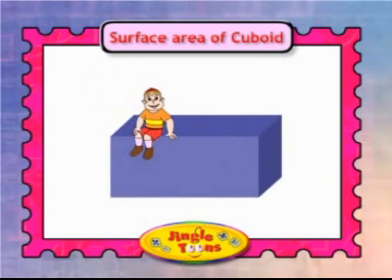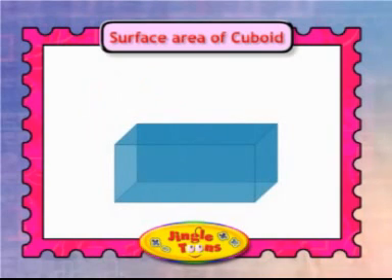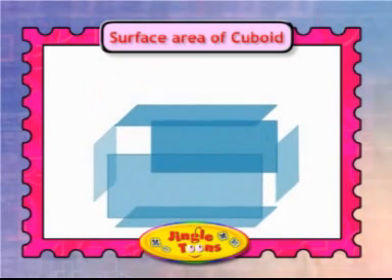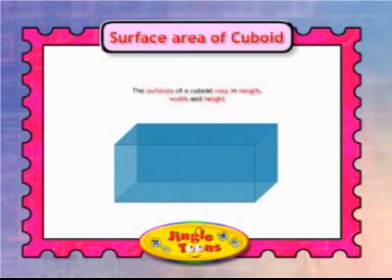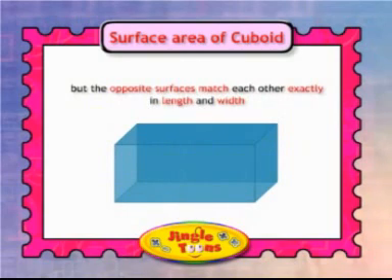Surface area of cuboid. A cuboid, like a cube, also has 6 faces. Only all these faces are not equal. The surfaces of a cuboid vary in length, width and height. But the opposite surfaces match each other exactly in length and width.